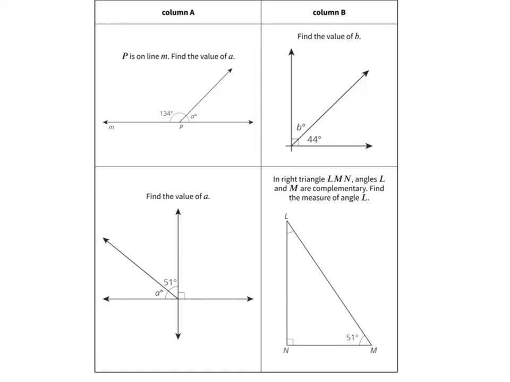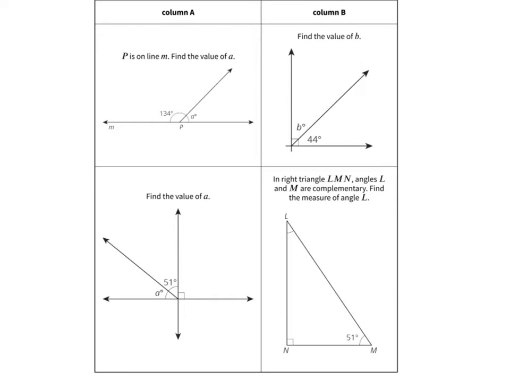So on page 25, we have these two columns that you're supposed to work with your partners, but since you don't have your partners, we're just going to work through them together. So on page 25, column A, it says point P is on line M. Find the value of A.